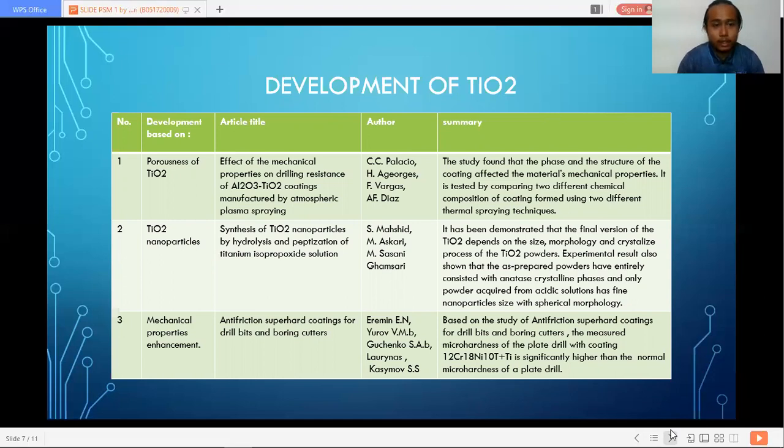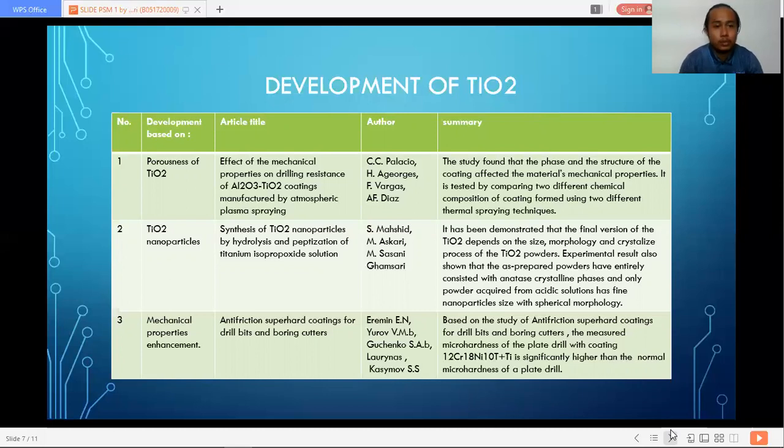For the porousness of titanium dioxide literature, from the author C.C. Palacio, the article is titled Effect of the Mechanical Properties on Drilling Resistance of Al2O3-TiO2 coatings manufactured by atmospheric plasma spraying. The summary is, the study found that the phase and the structure of the coating affect the material's mechanical properties. It was tested by comparing two different chemical compositions of coating formed using two different thermal spraying techniques.